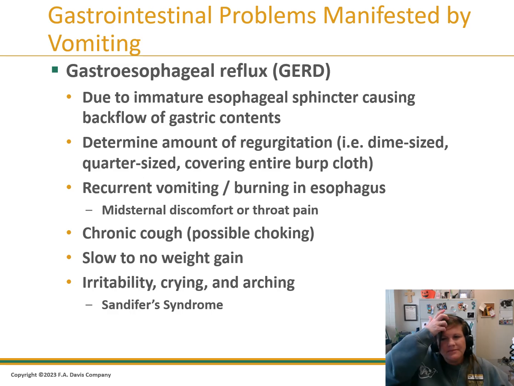Okay, so now we've kind of segued. We've been talking about all these conditions that are primarily associated with pain. Now we're going to talk about a few that are really marked by vomiting. And so this first one should be familiar to you. We've talked about this in our Chapter 8 content when we talked about newborn and infants, and that's reflux, or the full name of that would be gastroesophageal reflux disease, or GERD.